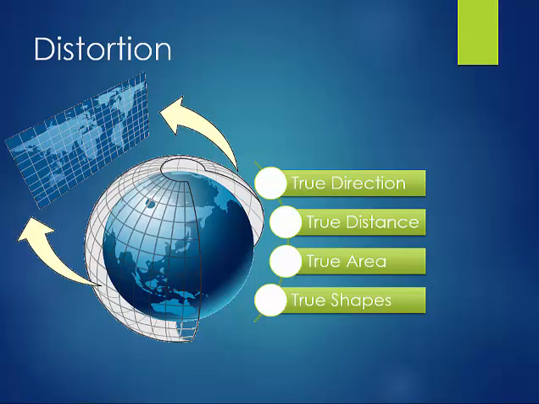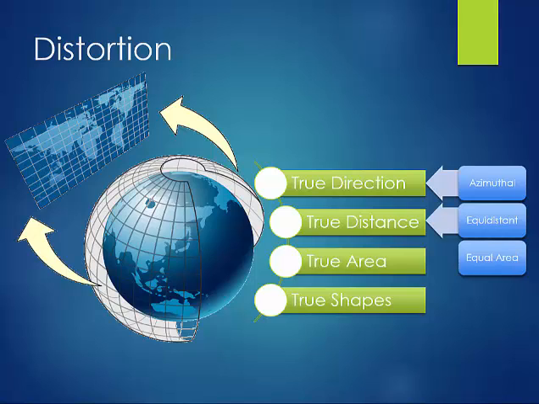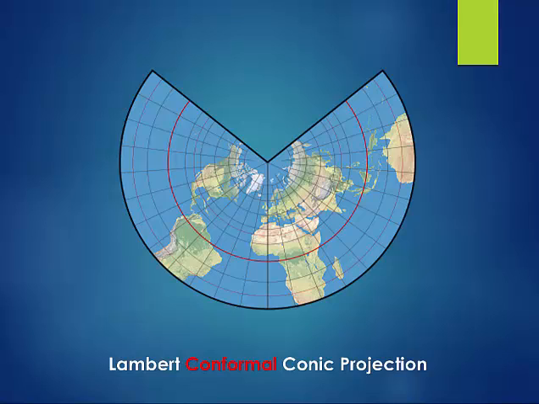Typically, projections are named based on the characteristics that they maintain. For example, maps that have true direction are called azimuthal. Equidistant maps have true distance. Equal area maps have true area. And conformal maps have true shapes. So when you have a Lambert conformal conic projection, you know that it's best when you need true shapes. Other characteristics will be distorted to a greater extent.